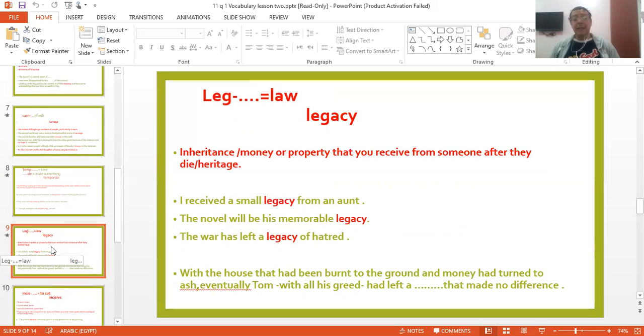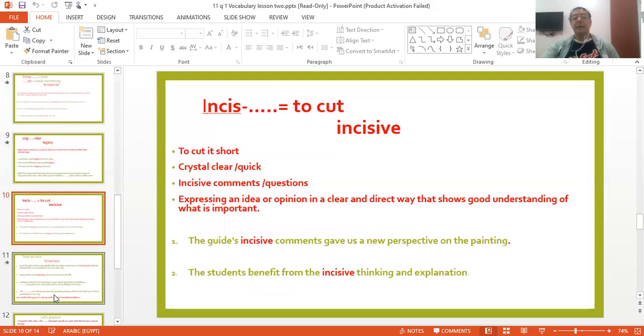Okay, how about legacy? Legacy, leg or legal means law or lawful. So legacy means inheritance, money or property that you receive from someone after they die. So it could be equal to heritage. I received a small legacy from my aunt. The novel will be his memorable legacy, what he left for us to read and remember him by, or her, and so on.